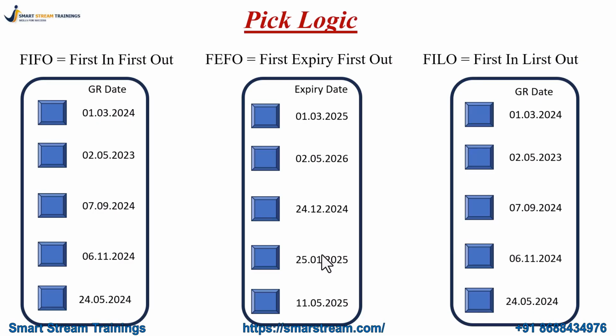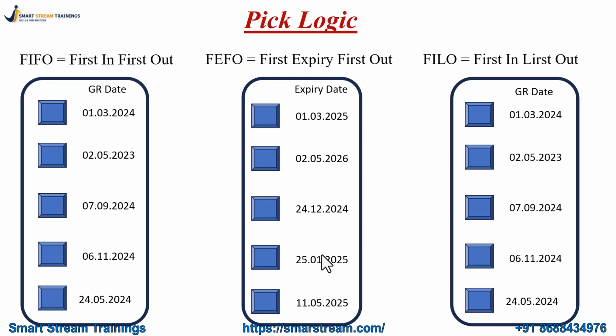The first logic is FIFO. FIFO is first in, first out. What is first in, first out? It is based on the GR date, where GR date is goods receipt date, the date on which we have received the goods. So the goods we receive first will go out first. That is the meaning of first in, first out. I have given some GR dates in the leftmost diagram that is working on FIFO. Among these, you can see which one we have received first.